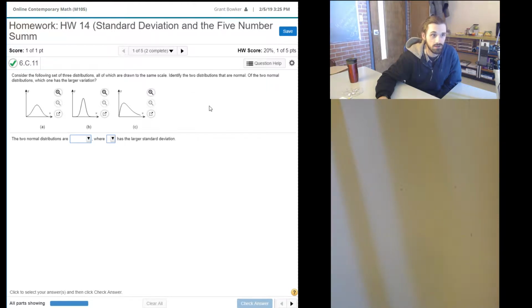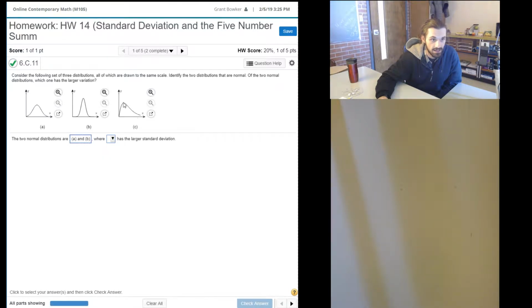So consider the following 3 distributions. They're all drawn to the same scale. Identify the 2 normal distributions, and then of the 2 normal distributions, which one has the larger variation. A normal distribution is this nice symmetric distribution. So the 2 normal distributions are going to be A and B.